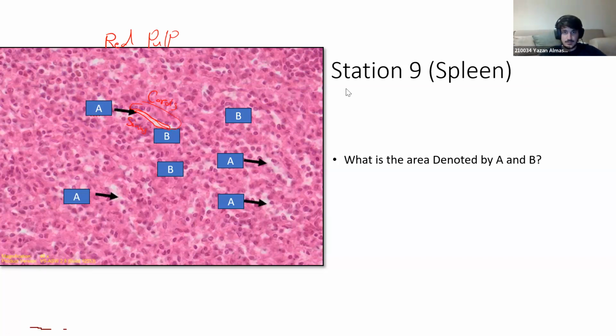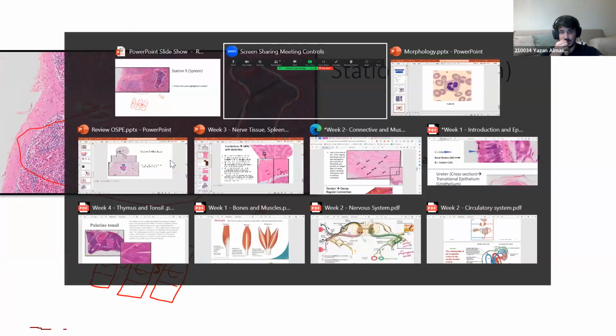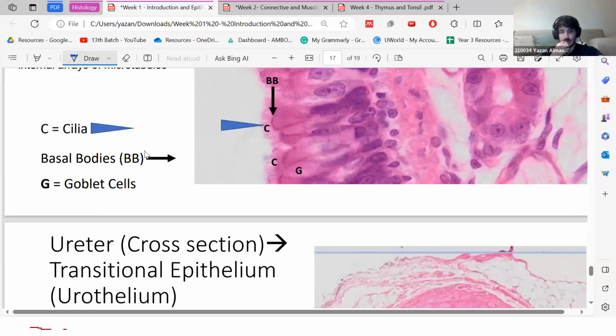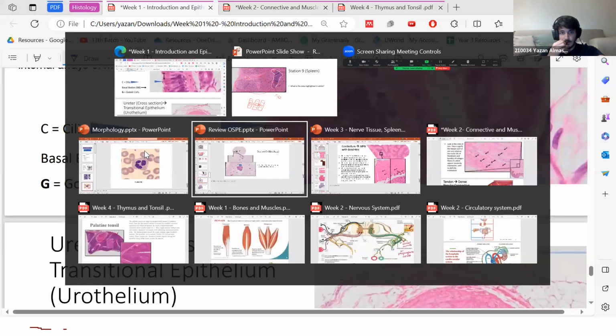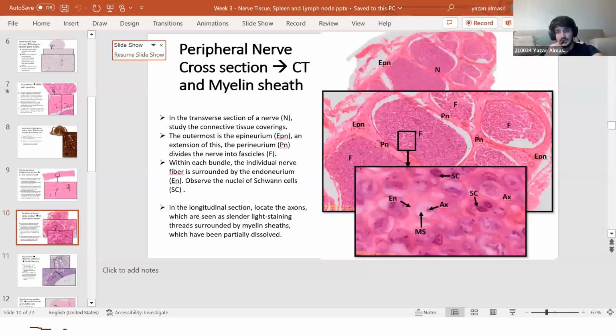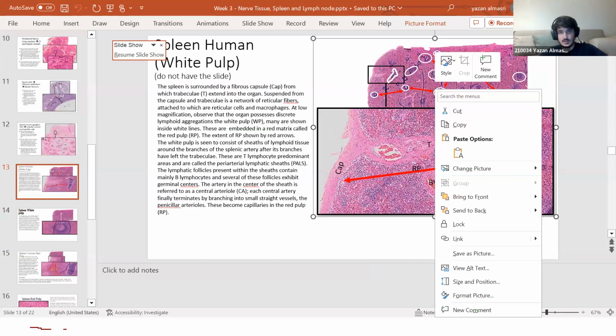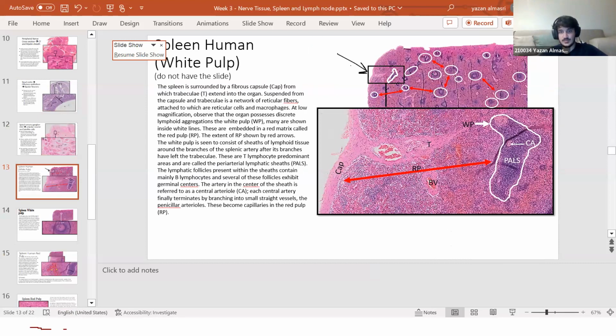How are we supposed to know? They probably will tell you. Either they will tell you or they will give you this picture. Let me pull up the slides. So they will give you this image and they will show you that it's zoomed in. They might just circle like this and ask, what are these structures? And the answer will be white pulp.